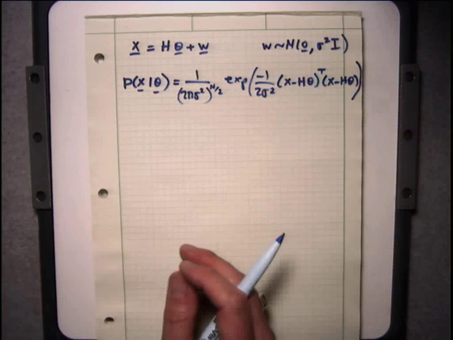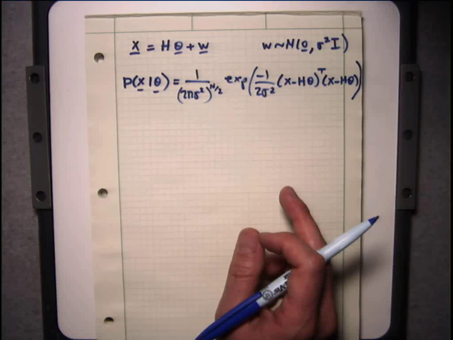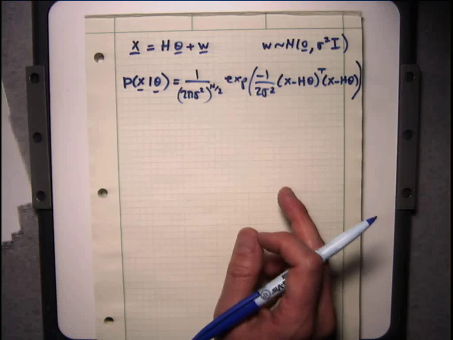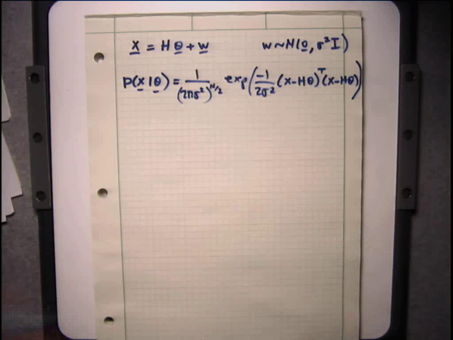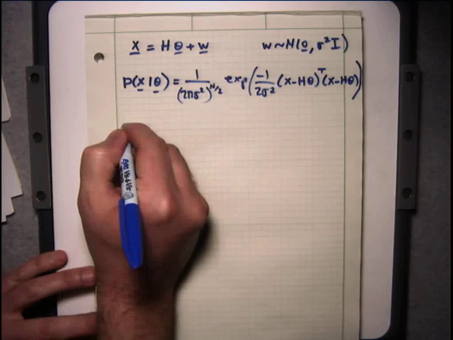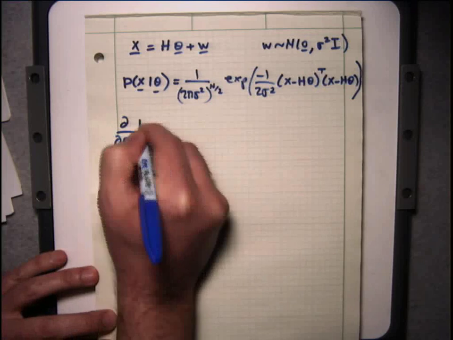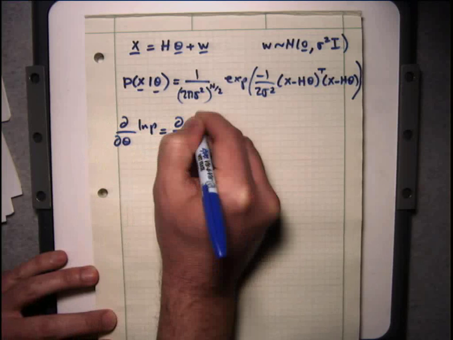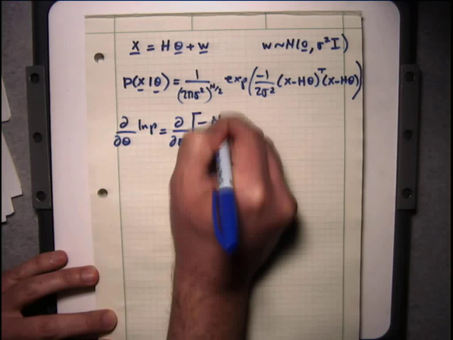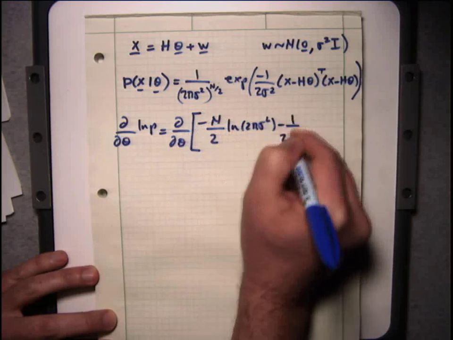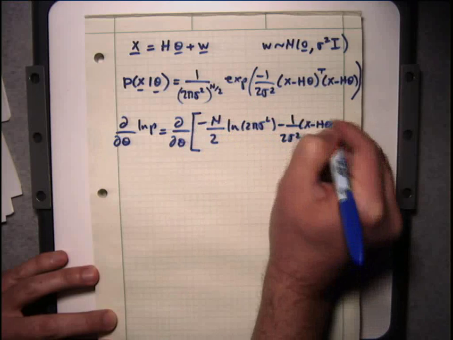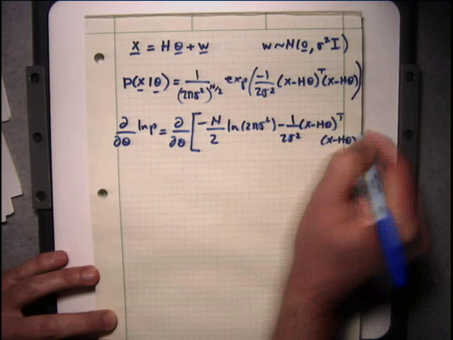Okay, now given this, I'd like to see if there is a minimum variance unbiased estimator. And if you remember, the way we looked at the minimum variance unbiased estimator was to see if we could take the log likelihood function, which was the log of this, take the derivative of it, and see if we can write it in a particular form, right? So let's carry that through. So if I look at d by d theta log of p, this is d by d theta, and then let me write the log. Minus N over 2 log of 2 pi sigma squared minus 1 over 2 sigma squared x minus H theta transpose x minus H theta. Okay?